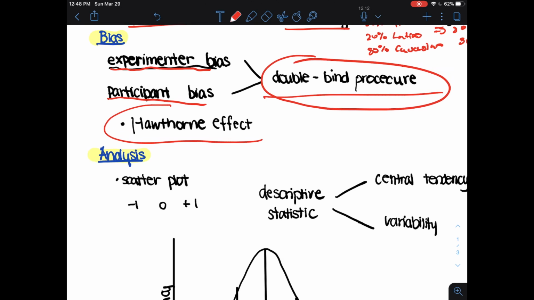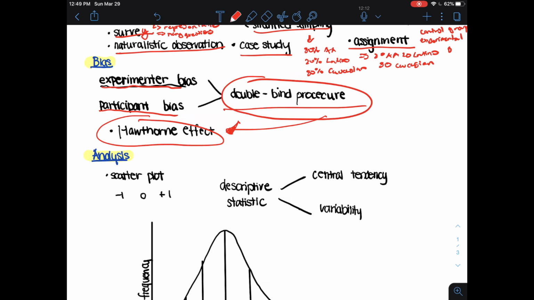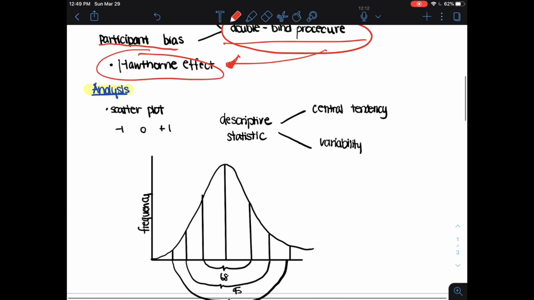And then you have the Hawthorne effect, which is also avoided under the double blind procedure. The Hawthorne effect is basically people's tendency to conform and please the researchers. So if the researchers want their hypothesis to be a certain way, the participants will act in that way in order to please the researchers.